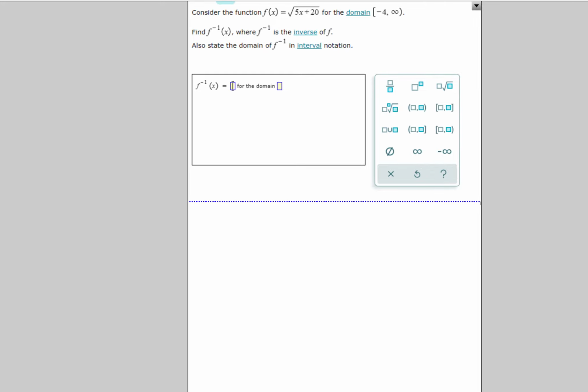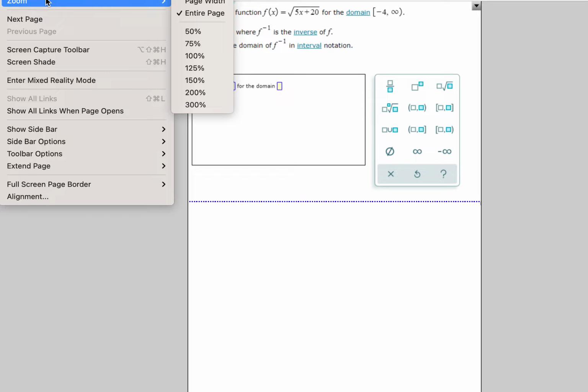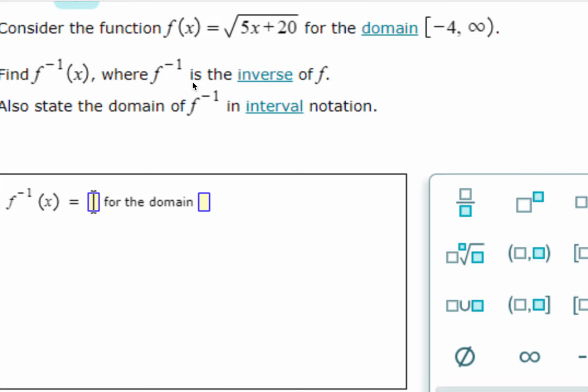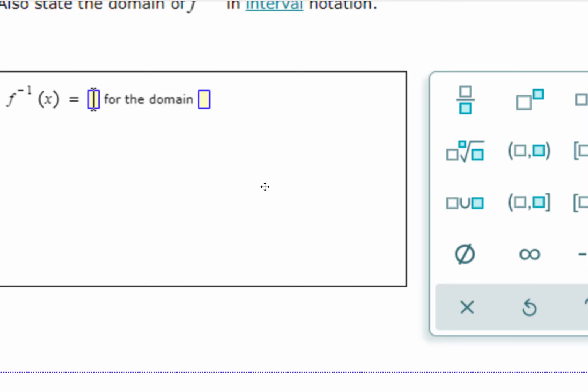If I am trying to write this in terms of its inverse, then what I need to do, and I don't mean to make this small, I definitely want to view this as a normal page, so I'm not really sure what's happening with that.